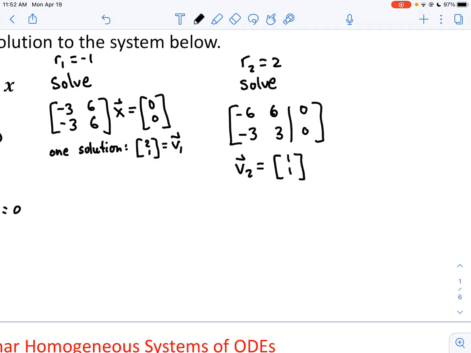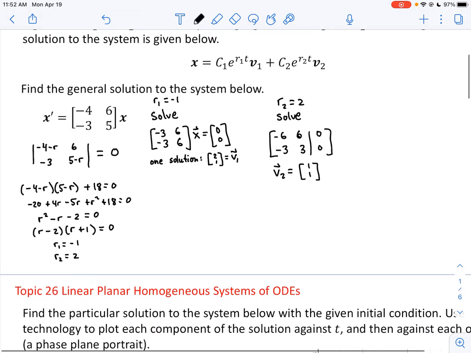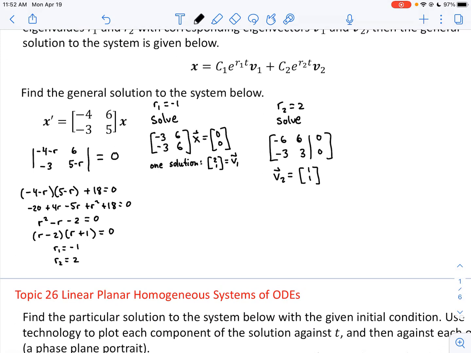Of course, any multiple of this vector would also work. 3, 3, 5, 5, 10, 10. Let's just go with the most simple, basic ones. Doesn't matter which one you pick ultimately. So we've found the two eigenvalues. They are real, they are distinct, and we found an eigenvector corresponding with each eigenvalue.